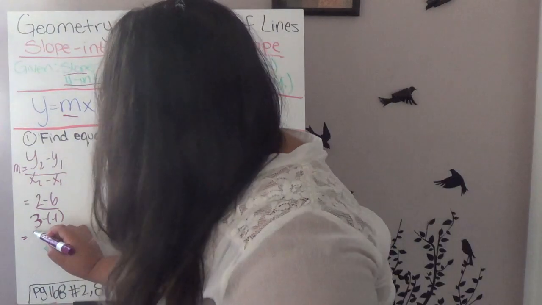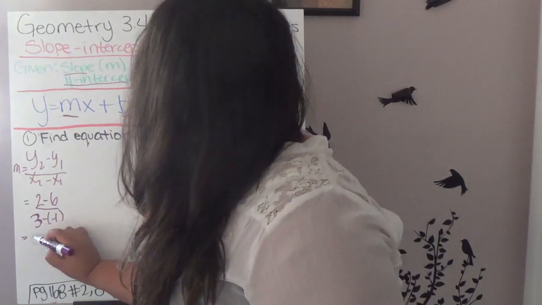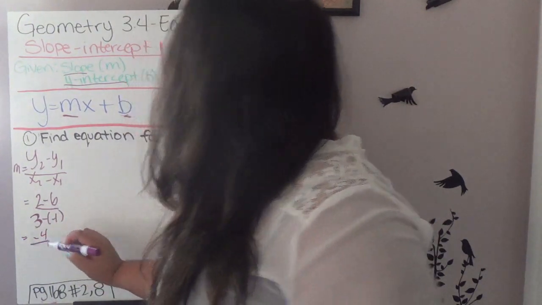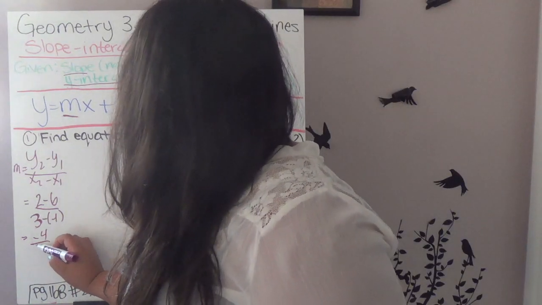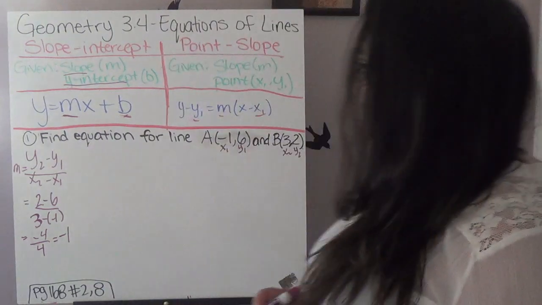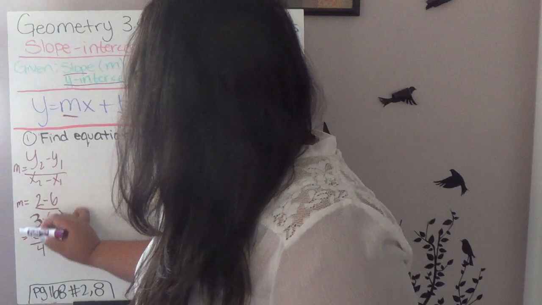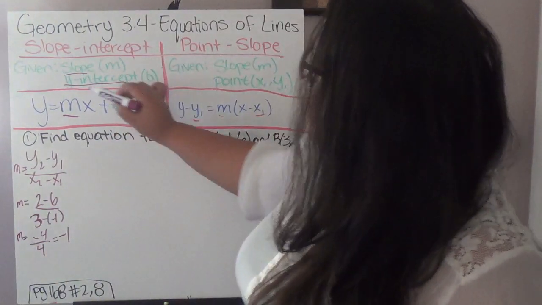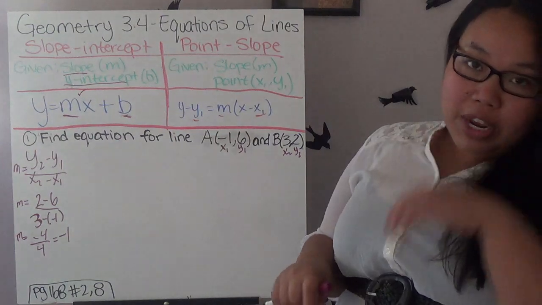So let's do the top first. 2 minus 6 gives us a -4. 3 minus -1 is 3 plus 1, which gives us a positive 4. So our slope is -1. This is, of course, our m. So we found m. That one is all from section 3.3.